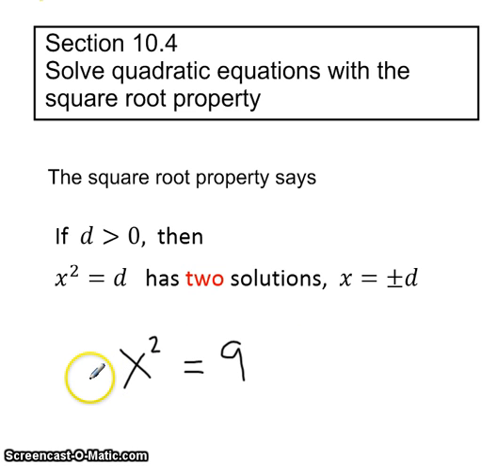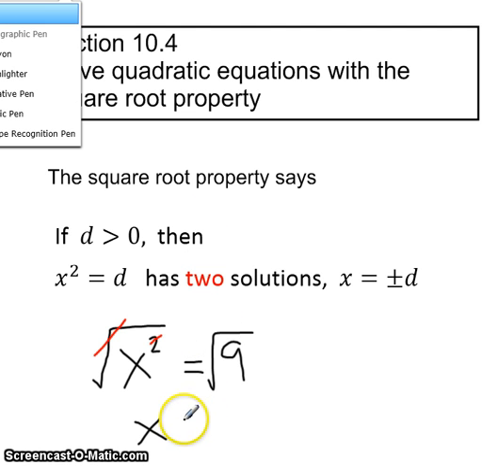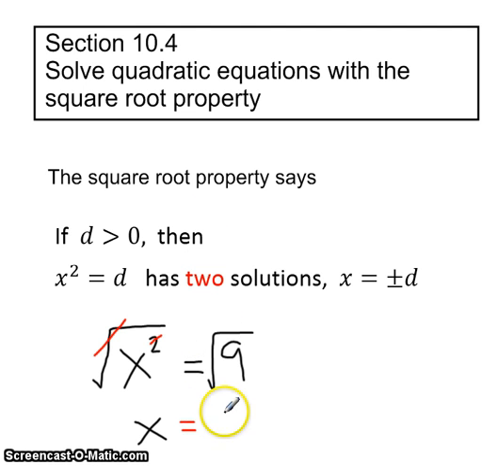And what we're doing here is introducing another way to solve an equation. We're undoing a square. And to undo a square, we're going to square root both sides. In this case, we're going to notice that the square and the square root go away, leaving x by itself. And then this will leave us with two answers, x equals positive and negative 3.